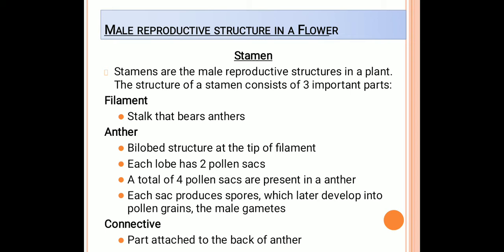Good morning, students. In continuation of the structure of the flower, here we are going to discuss the male reproductive structure in a flower.